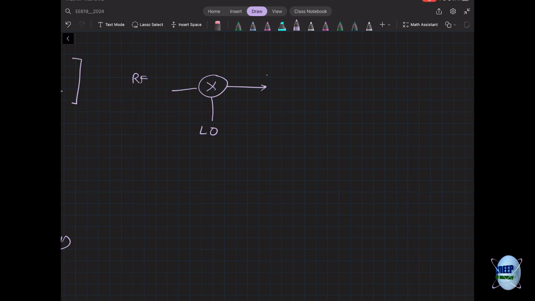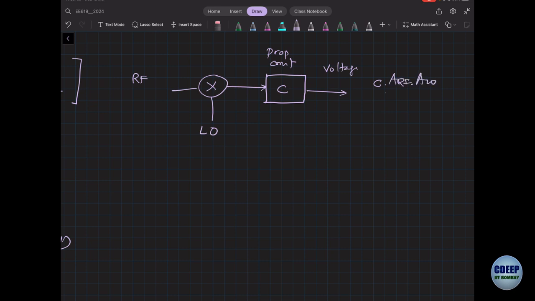So, what we are conveniently ignoring generally in the textbooks and everywhere else is there is a coefficient here, C, which is like a proportionality constant, which will give you the final voltage. So, this proportionality constant, its unit has to be brought into the picture. So, this becomes C times ARF and ALO divided by 2. And the units of C are per volt.